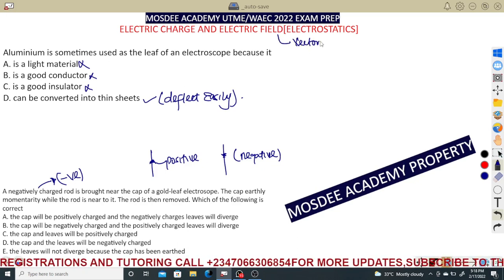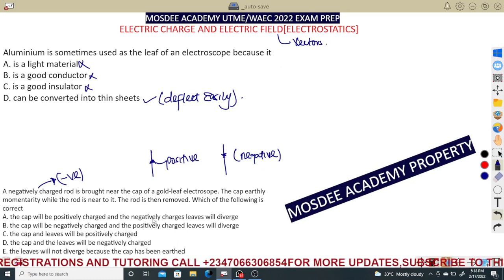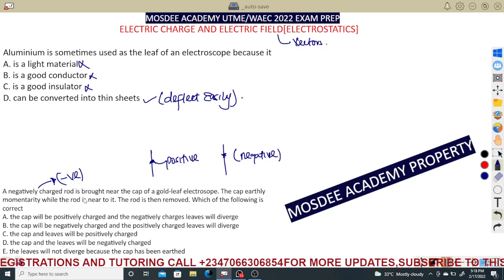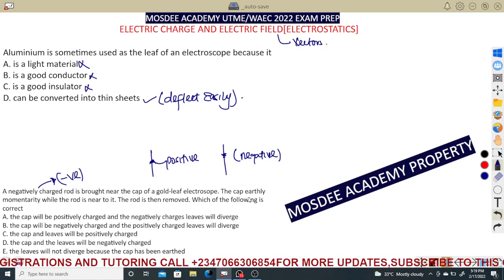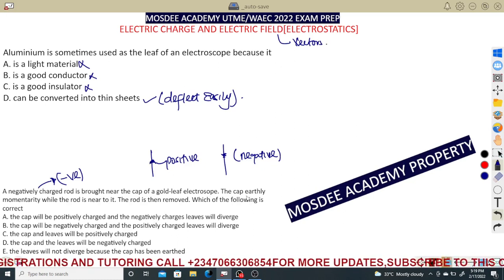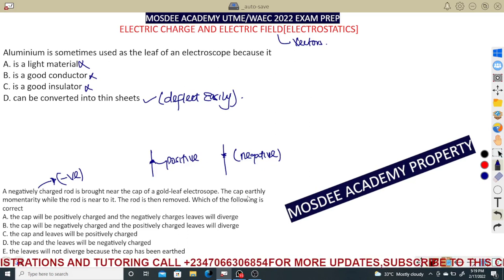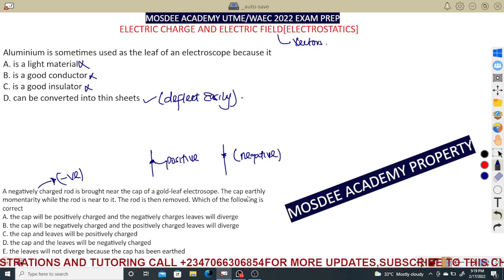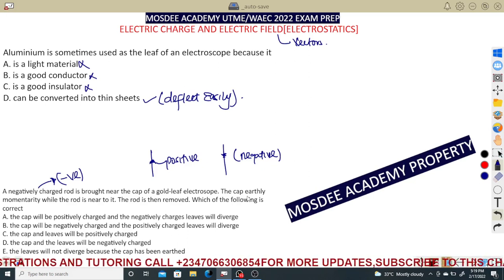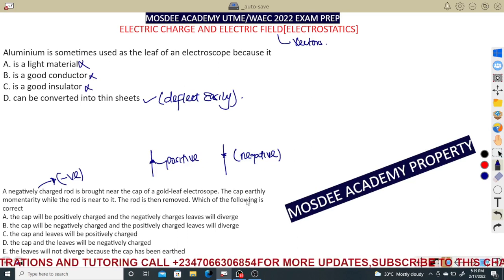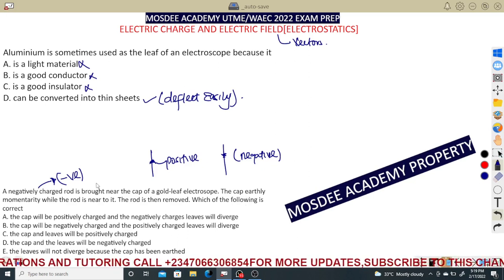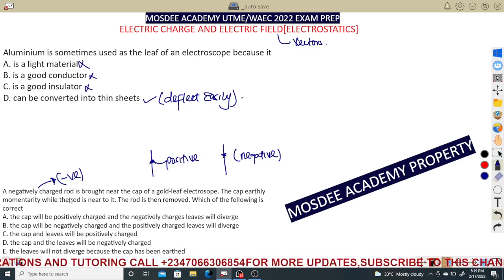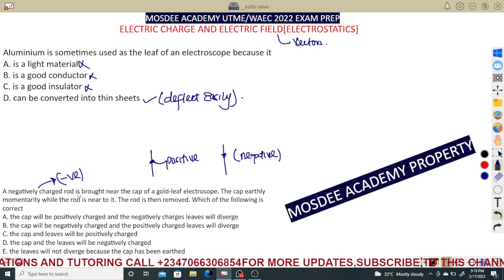Fields, either electric field or magnetic field. When we see a question on fields, I'll talk about fields. A negatively charged rod is brought near the gold leaf electroscope. The cap is earthed momentarily, while the rod is near to it. The rod is then removed. Which of the following is correct? Now we don't need to waste time, I've talked about that. Since a negatively charged rod is brought near the electroscope, what happens to the cap?